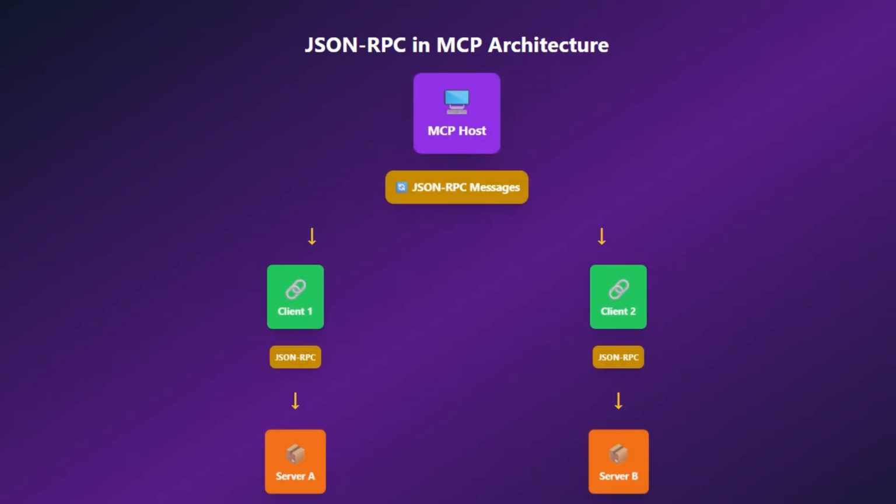In the Model Context Protocol, JSON-RPC is everywhere. Messages flow from the MCP host through MCP clients to MCP servers. Every single interaction, requesting tools, calling functions, sending notifications, uses JSON-RPC as a communication layer.